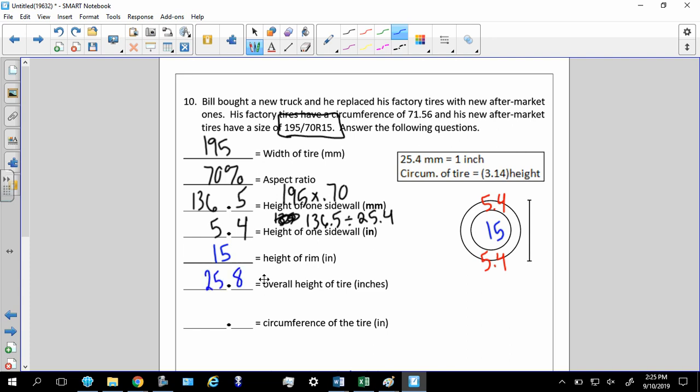25.8. And the reason I got that is because I added everything in my picture. To find the circumference, I'm just going to put 25.8 and I'm going to times it by 3.1. My answer ends up being pretty close to 81 on the dot.